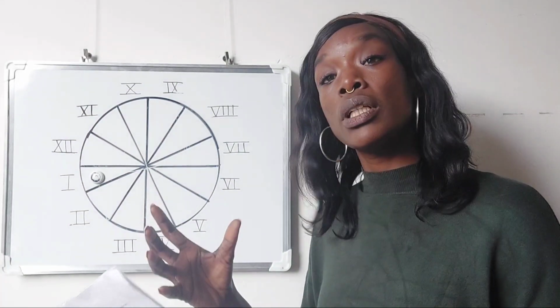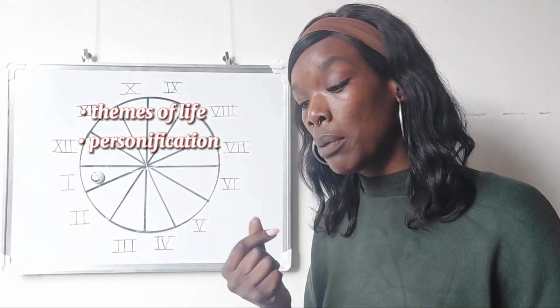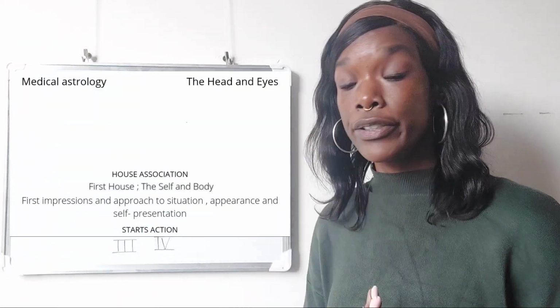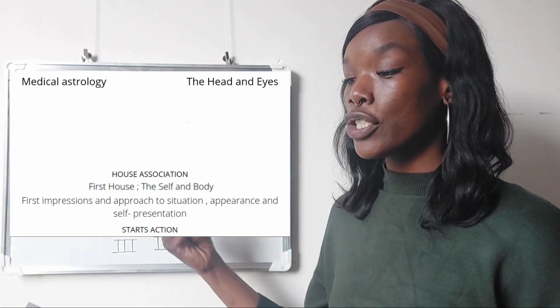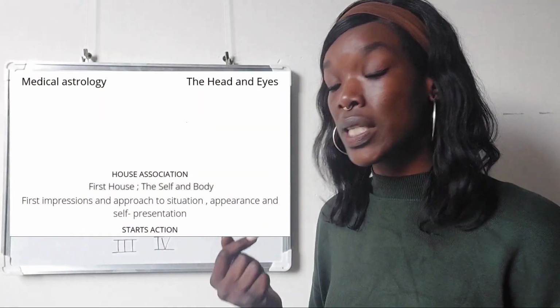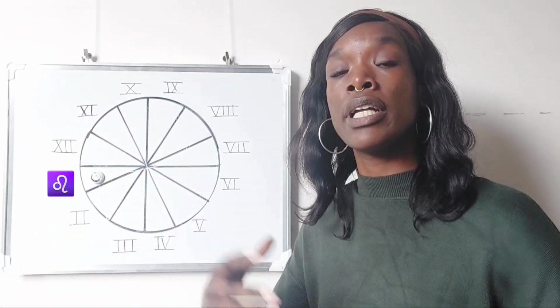So the houses: themes of life, people representing people, personifications, and medical astrology. The first house is the self and the body. These are the first impressions and the approach to situations. It's your appearance and your self presentation. So, as I said, with Leo in the first house, I may have a very shiny first appearance. I may have a very bright appearance as people get a first impression of me, and I approach situations headstrong and take risks.